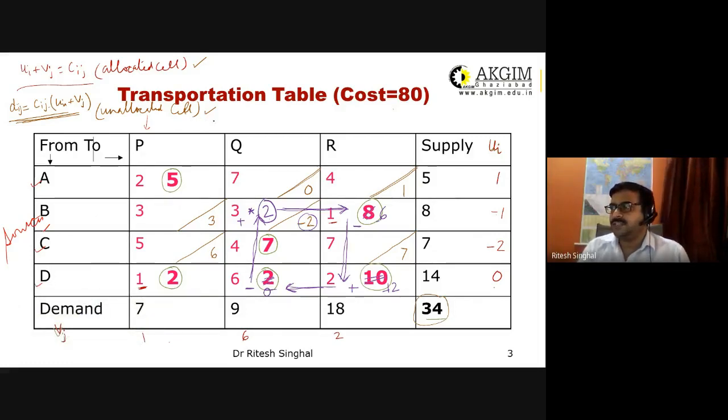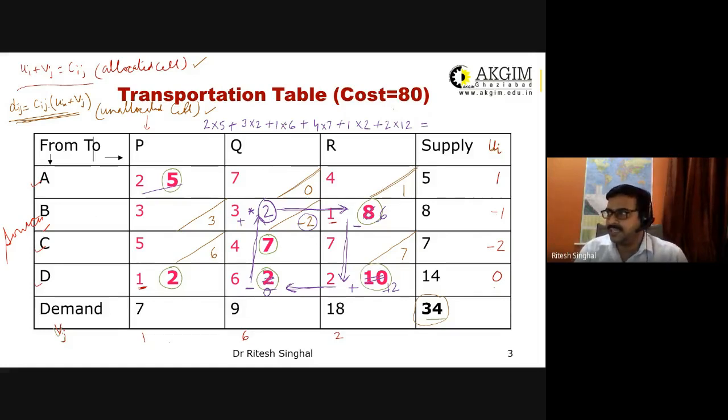So the next solution is now to multiply the number of units with the cost: 2 into 5. This is this one. Then 3 into 2, the new one, which is just recently added. 1 into 6 plus 4 into 7 plus 1 into 2. This is the same as we did earlier. 2 into 12. So 1, 2, 3, 4, 5, 6 allocations are still there.